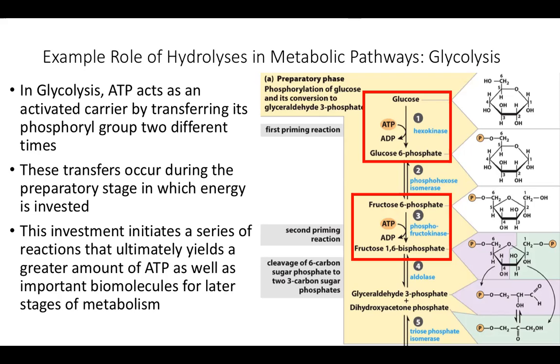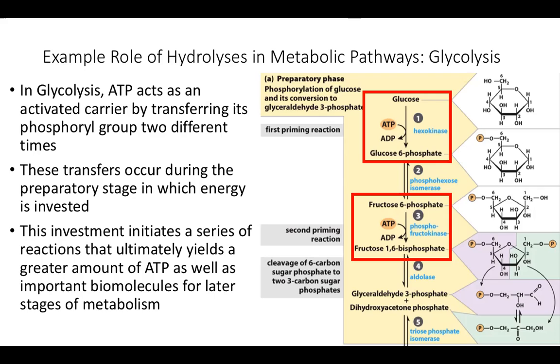In glycolysis, for example, ATP acts as an activated carrier by transferring its phosphoryl group 2 different times. These transfers occur during the preparatory stage in which energy is invested. This investment initiates a series of reactions that ultimately yields a greater amount of ATP, as well as important biomolecules for later stages of metabolism.